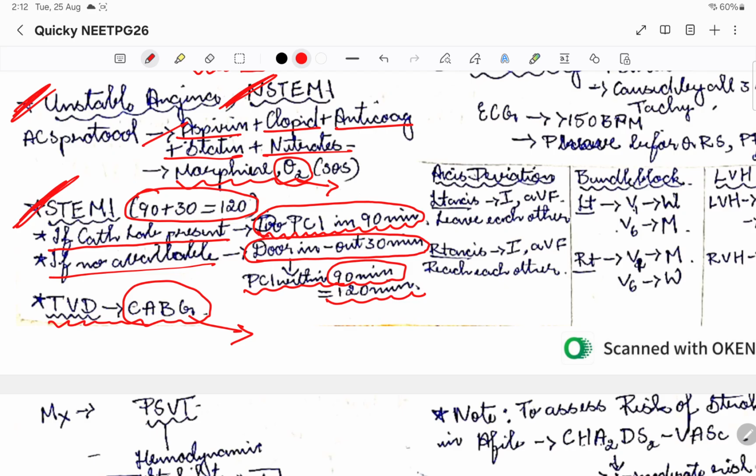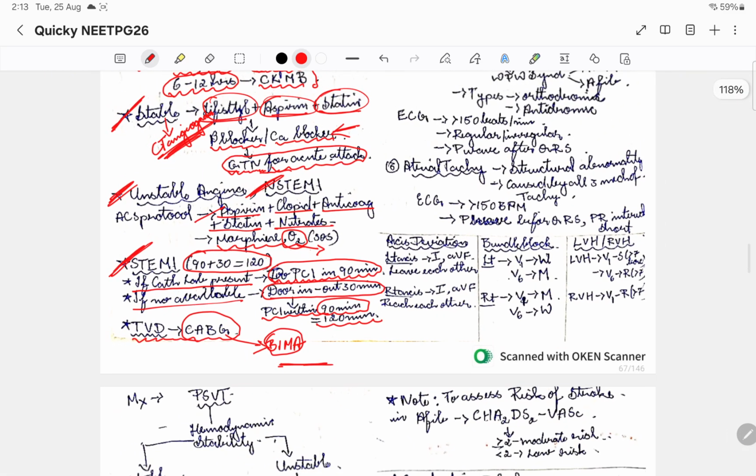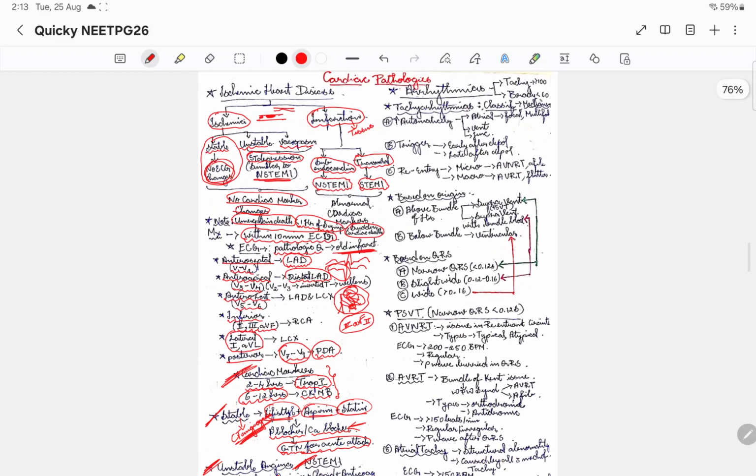This has been there, but in the older days they used to take the graft from the legs, from the saphenous vein, but now it has been improved to the internal mammary arteries, IMA. The BIMA procedure, that is bilateral internal mammary artery, has been used as the best way, right? You need not remove it from anywhere else. So in TVD, BIMA is also used, and also grafts from the leg, that is the saphenous vein, are still being used. So this is the entire management with respect to ischemic heart disease.